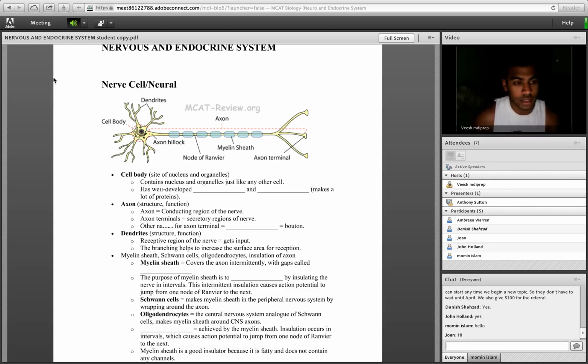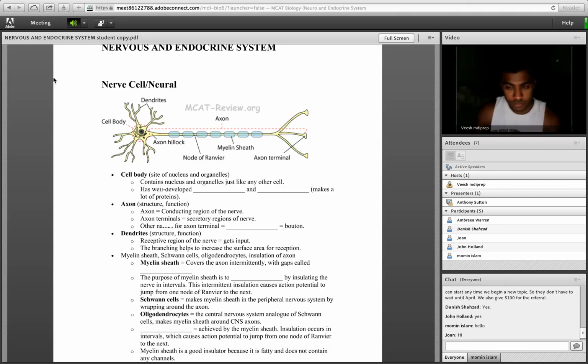The axon is pretty much this long part of the cell right here. What the axon does is conduct the signal. In fact, the signals originate at the axon, and eventually that signal is sent to the axon terminals, and neurotransmitters are released there, and that's how the signal spreads throughout your nervous system.